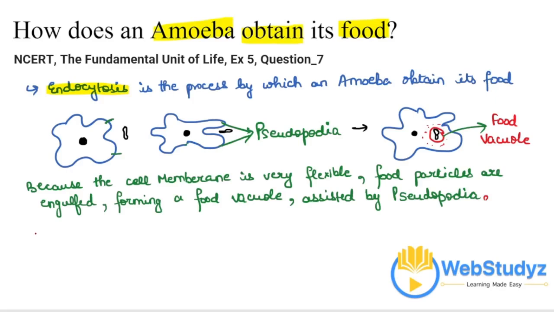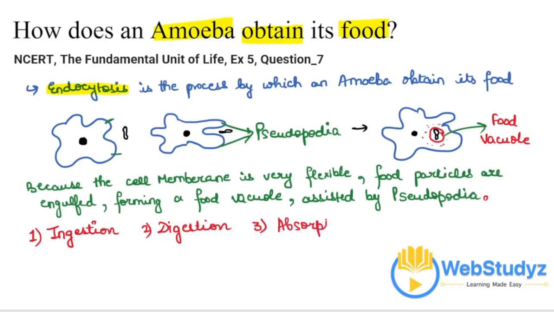If we have to write the 5 steps, the first step is ingestion. Ingestion means taking the food inside. The second step is digestion. It releases digestive enzymes to digest the food. The third step is absorption. That digested food has to be absorbed in the body.